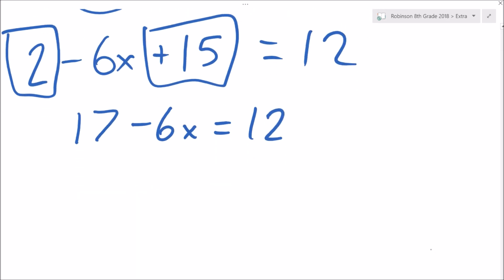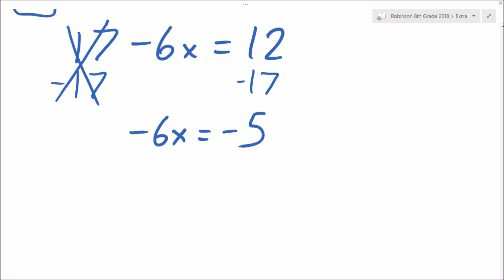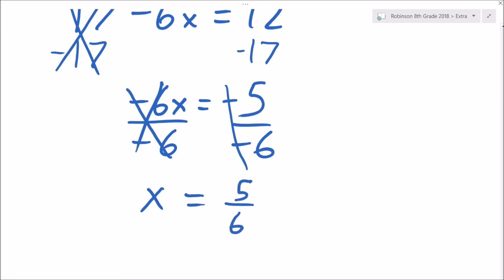From there, we're getting closer to our two-step equation. I will subtract 17 first. I'm always wanting to get rid of that number that does not have any variables to slowly isolate my variable. That makes it negative 6x equal to 12 minus 17 is negative 5. Then I'll divide by my negative 6 on both sides. My negative 6 will cancel out. X will be equal to, my negatives cancel out, and I just have a 5 over 6.